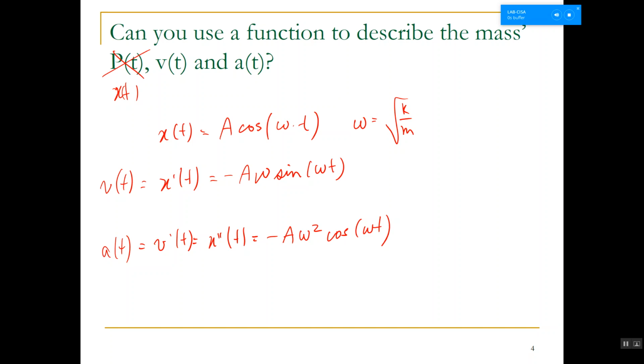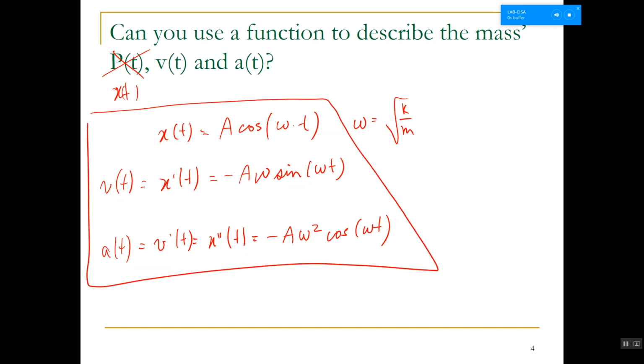So far, so good? You can go ahead and put a big square around this because you're going to need to know these equations. I'll give them to you on a test, or at least I would give them to you.